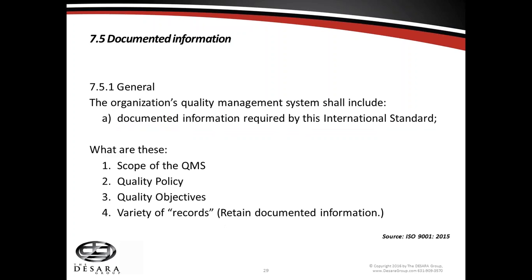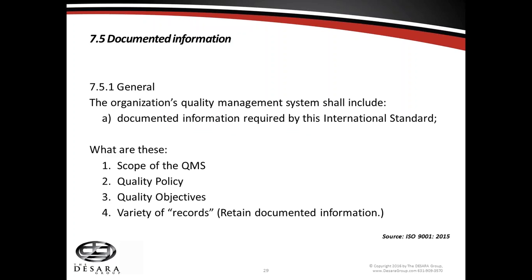If we look at what documented information is required by the standard, so far we've seen we need a scope of the quality management system, documented information of the quality policy, and documented information of quality objectives. As we walk through the standard, we're going to run into "retain documented information," which generally is a variety of records that we have. I think these things would be appropriate to put into your new quality manual.